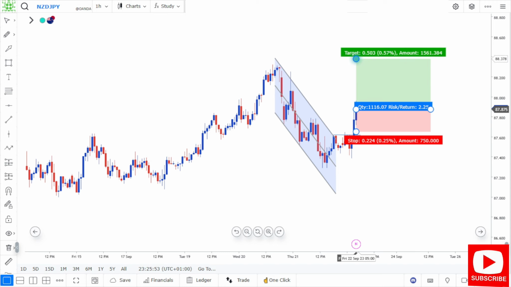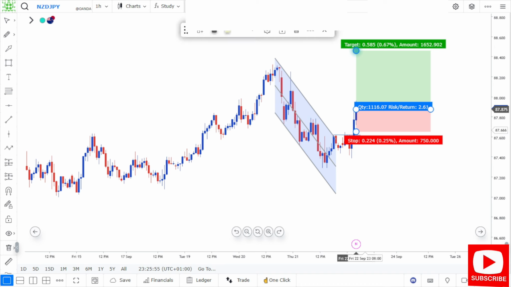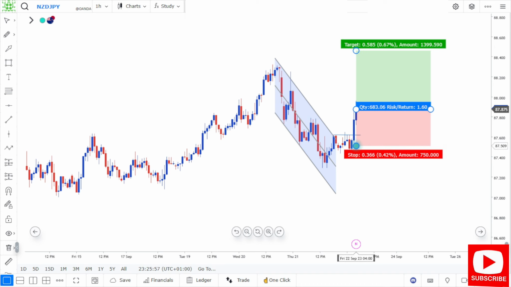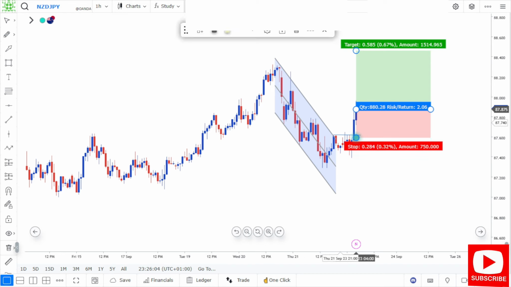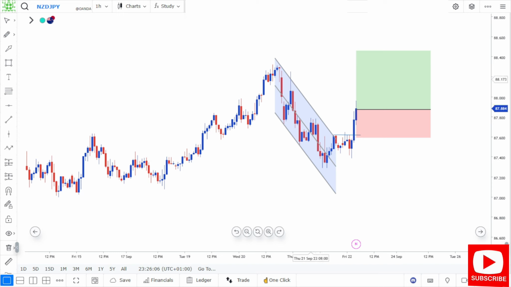For my TP, I usually target 2 times, and my stop loss slightly below the break. So let's see what this price gave us in the long run.